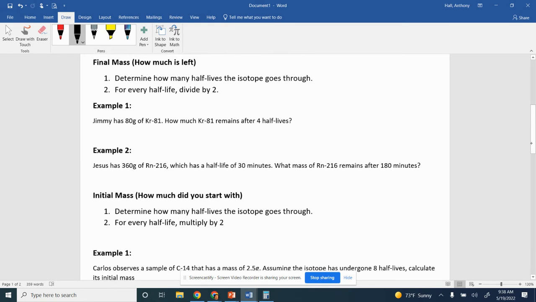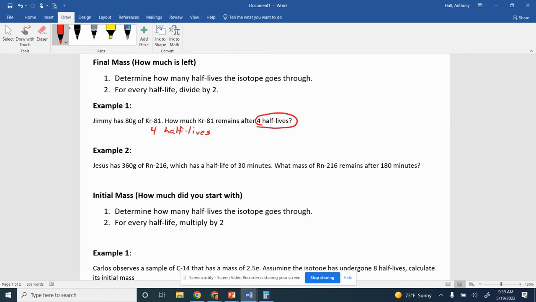So let's look at this first example that I gave you. Jimmy has 80 grams of Krypton 81. How much Krypton 81 remains after 4 half-lives? Well, let's come back to our steps. Step 1, determine how many half-lives it's gone through. Well, how many half-lives were there? This one just straight up tells you. Yeah, right? We've got 4 half-lives. So how many times am I going to need to divide by 2? I'm going to need to divide by 2 4 times.